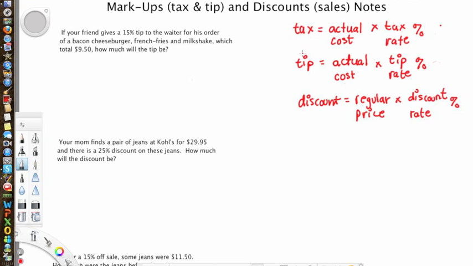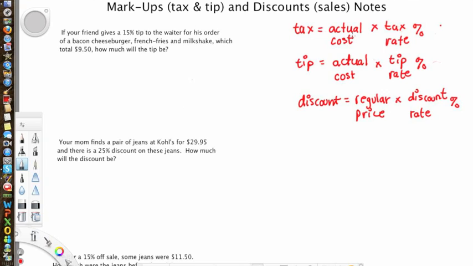We have some basic formulas for finding tax, tip, and discount. Tax is the actual cost times the tax rate, which is a percentage. Tip is the actual cost times the tip rate. Tax is usually up to, it depends upon what state you're living in and what items you're buying. The tax rate can vary. The tip rate is up to your generosity, how generous you feel or how well you feel that the waiter or waitress or server did their job. That will affect the tip rate.